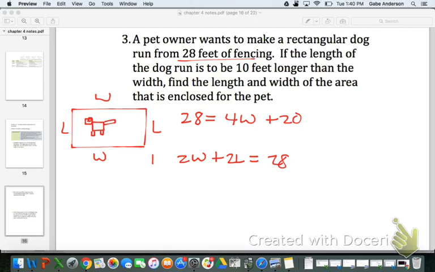Okay, so I would say equation number one makes sense from a systems standpoint. We have to come up with a second equation, and it's in there. Jake, what do you think? Could it possibly be, this might be wrong, L equals W plus 10? So did you get that from here? The length is to be 10 feet longer than the width. Yeah, L equals W plus 10. Does that go with that wording? Yeah.